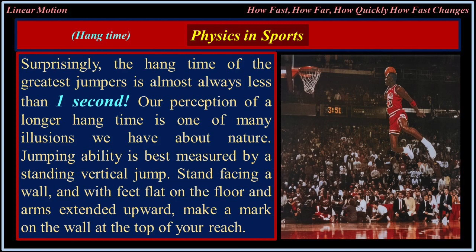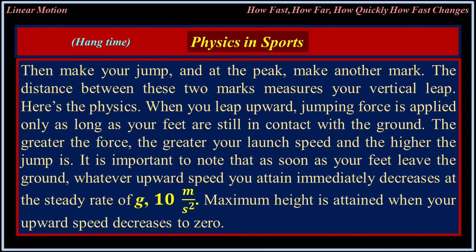Jumping ability is best measured by a standing vertical jump. Stand facing a wall and with feet flat on the floor and arms extended upward, make a mark on the wall at the top of your reach. Then make your jump, and at the peak, make another mark. The distance between these two marks measures your vertical leap.